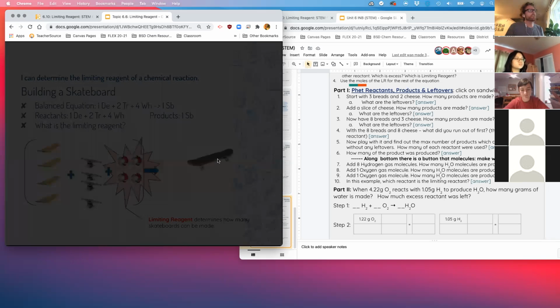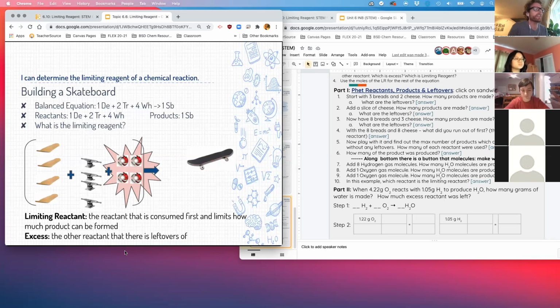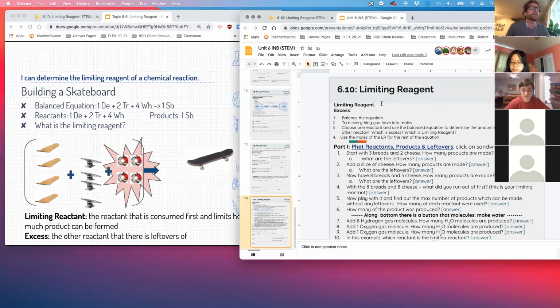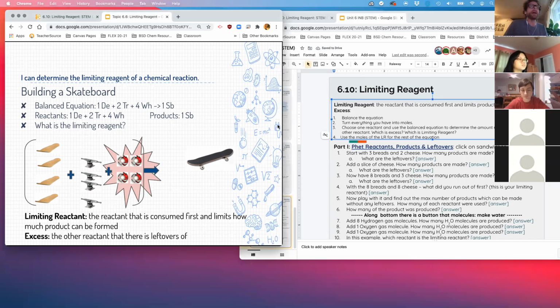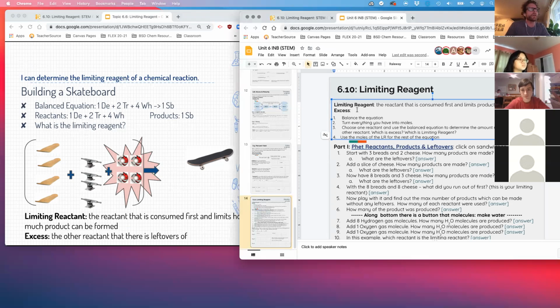All right. So a limiting reagent is the reactant that is consumed first and limits how much product can be formed. Let's go ahead and put that into our notes. The reactant that is consumed first and limits product formation, okay? And then all of the other reactants become excess. You have enough of them, okay? The other reactants that you have more than enough of.